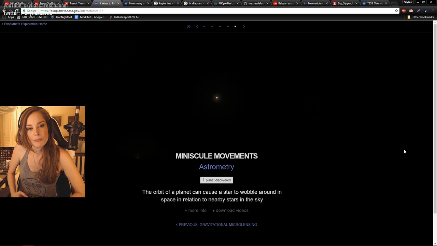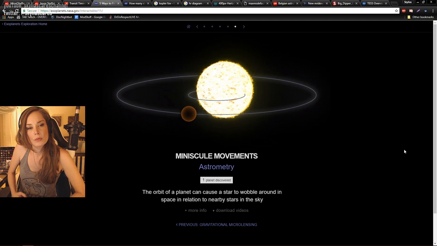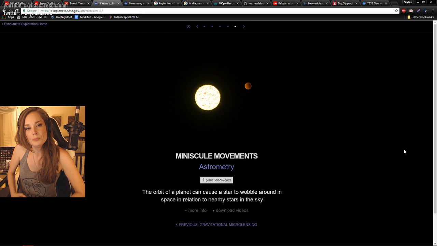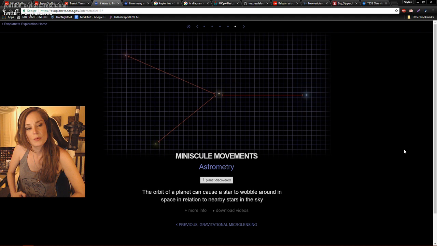As the planet orbits around the star, the star will also trace out the shape of an orbit, although it's much smaller. As you make position measurements, you can trace out the orbit of the star, and from that infer the presence of the planet. So that's astrometry. It's basically you take a picture of the sky and you watch the stars physically move with respect to each other.